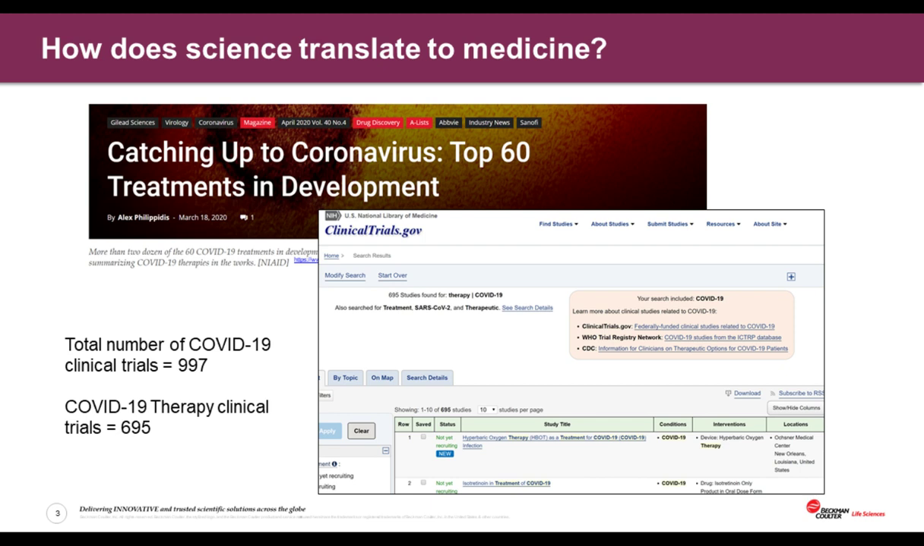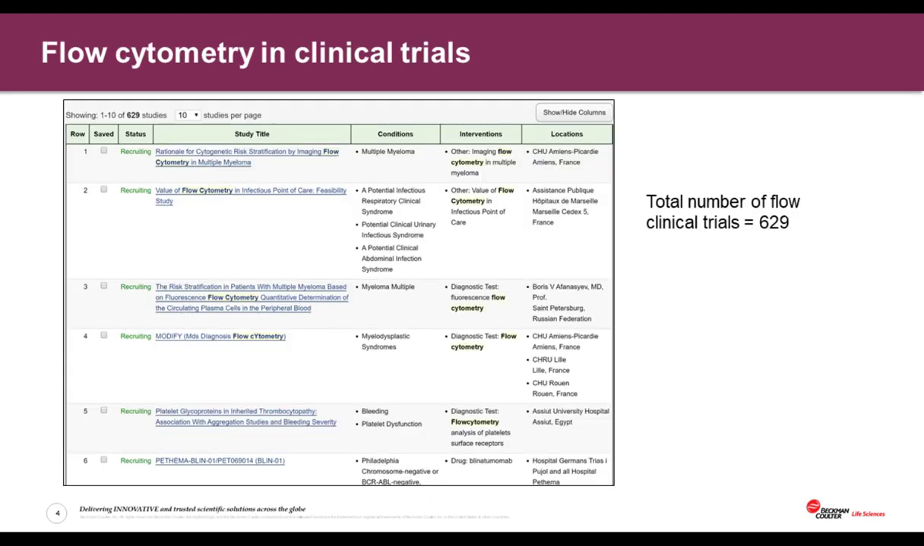But if we just simply look at clinicaltrials.gov, what we're going to note is that there are to date 997 COVID-related clinical trials. Of those, 695 are evaluating therapies. So what this shows us is that clinical trials are extremely important in terms of developing the actual methodologies and evaluating the therapies that are in clinical trials.